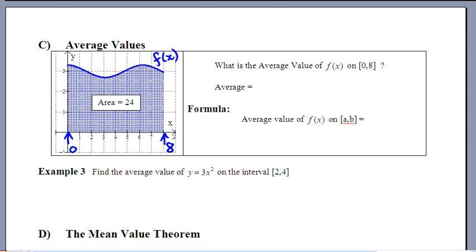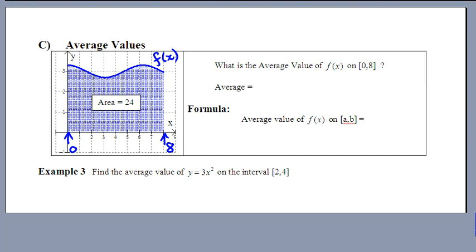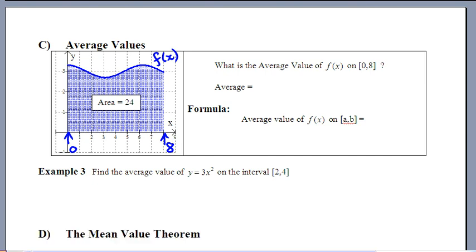But how do I average a function, something that's continuously spitting out y values? And the answer is, you can see right here actually that the average height of this function seems to be right around 3. And so how does that relate to the 24 and the 8? Well, yeah, I can get to 3 by dividing, and that's exactly how we calculate averages with calculus.